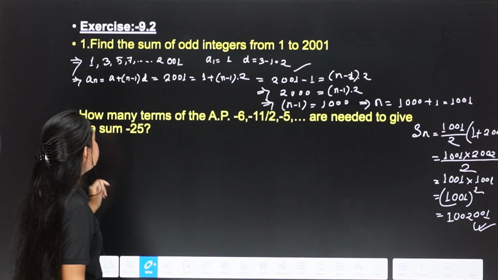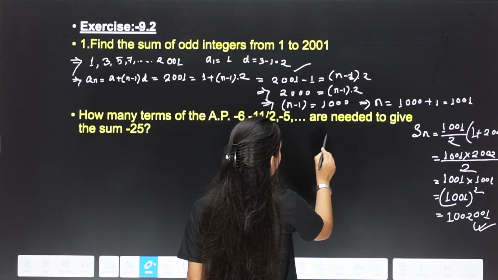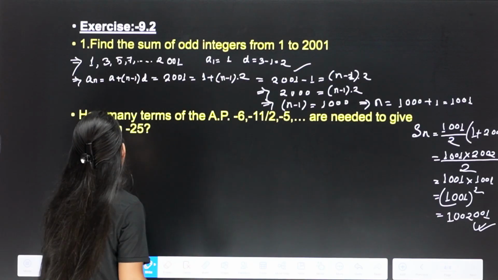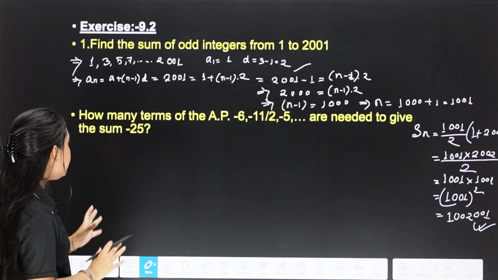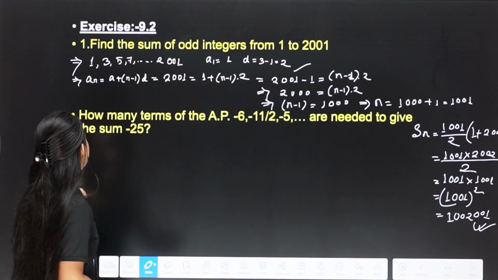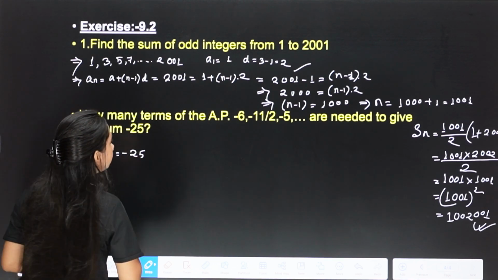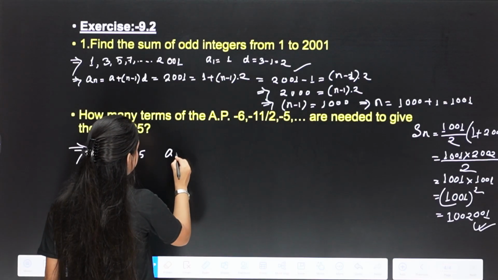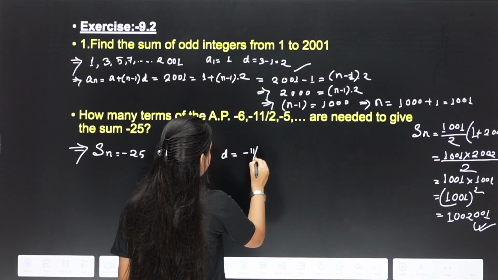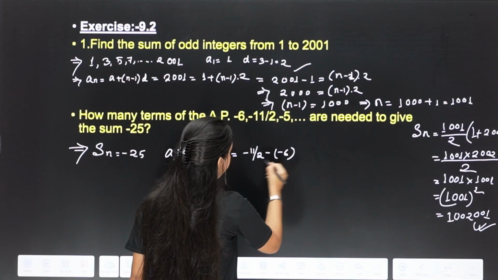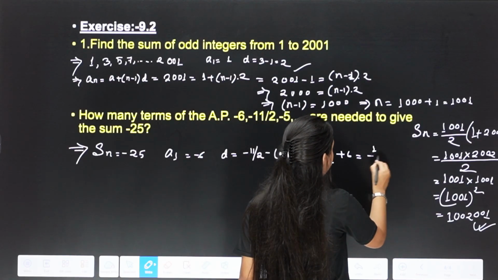So our second question is, how many terms of the AP minus 6, minus 11 by 2, minus 5 and so on are needed to give the sum minus 25? So we are asked to find how many terms will be needed to give the sum minus 25. So here we already have Sn is equal to minus 25, and here the first term is a1 is equal to minus 6 and d is equal to minus 11 by 2 plus 6, that is 1 by 2.